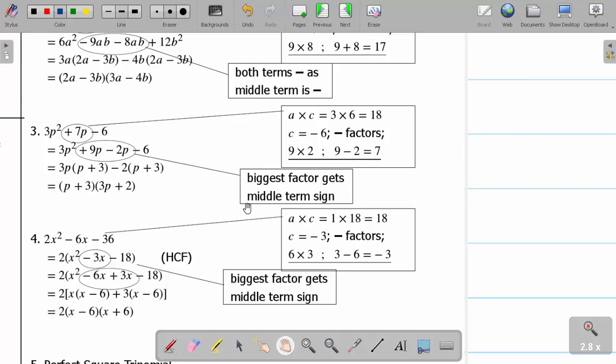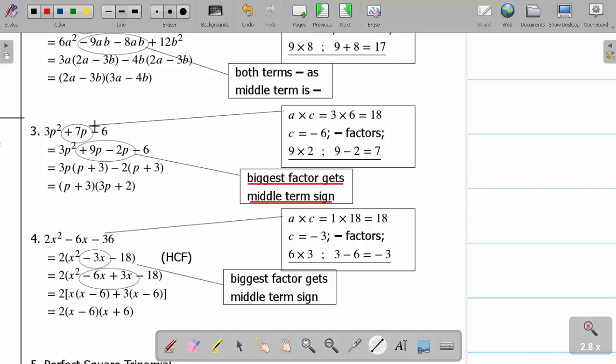So the biggest factor gets the middle term sign. This is very, very important. Please always remember that the biggest factor gets the middle term sign. Because this is a positive, and because of the negative here, there are going to be two factors.